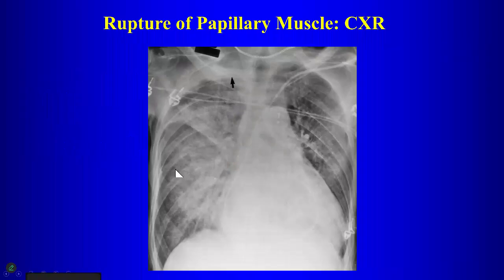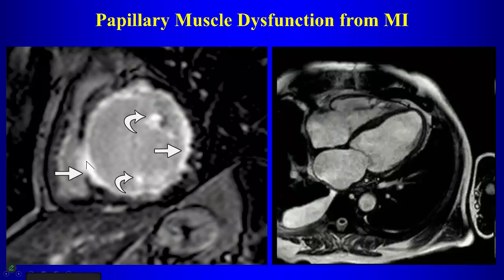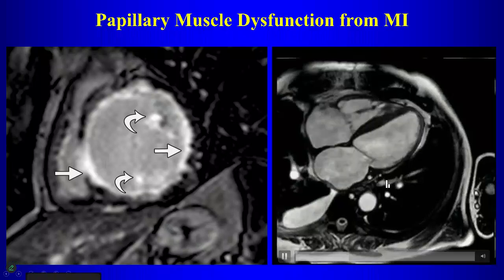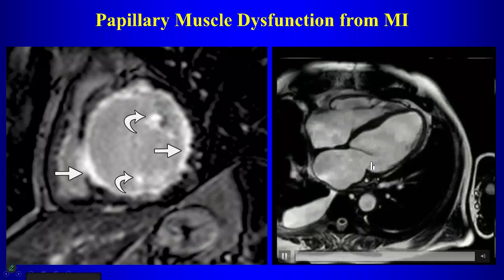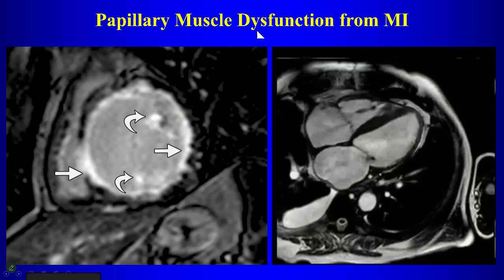Here's another example. This one has kind of diffuse pulmonary edema. There is pulmonary edema bilaterally, but it's worse on the right side, which can occur with acute rupture of papillary muscle.